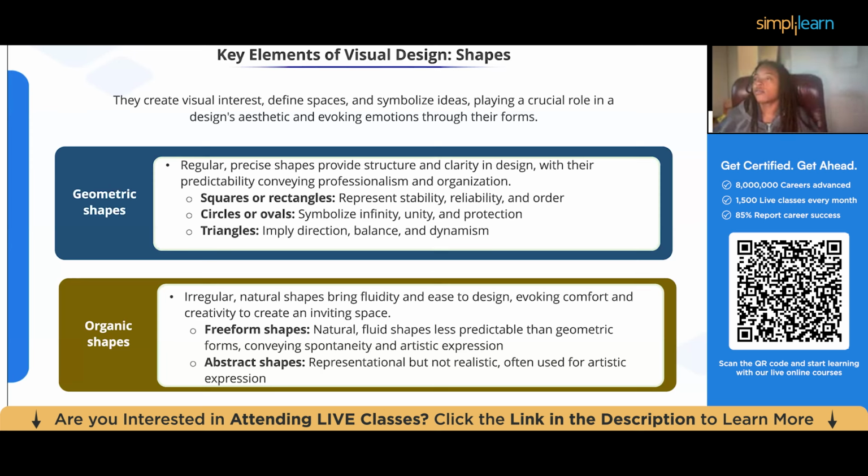Organic shapes are described as irregular natural shapes that bring fluidity and ease to design, evoking comfort and creativity to create an inviting space. We have freeform shapes, which are natural fluid shapes that are less predictable than geometric forms, conveying spontaneity and artistic expression. We have abstract shapes, which are representational but not realistic. They're often used for artistic expression.